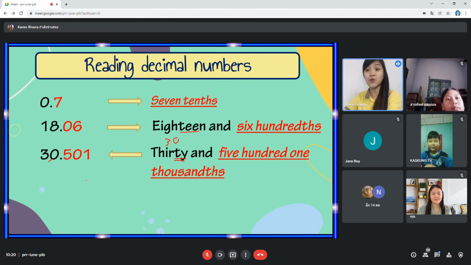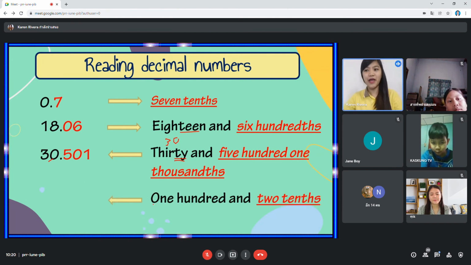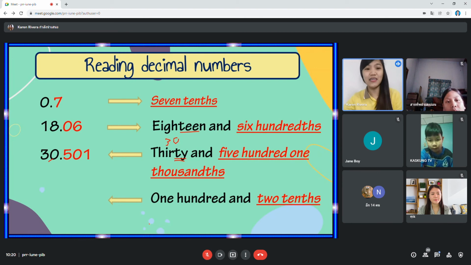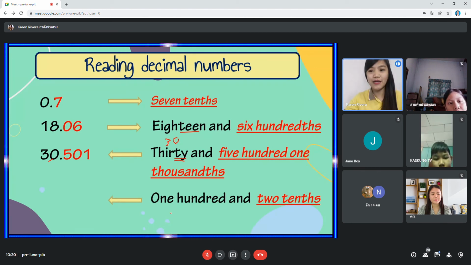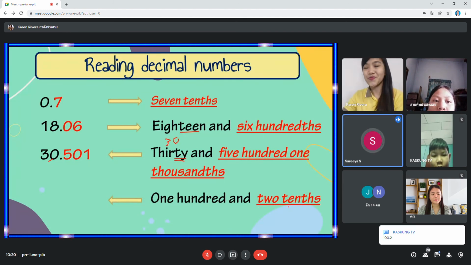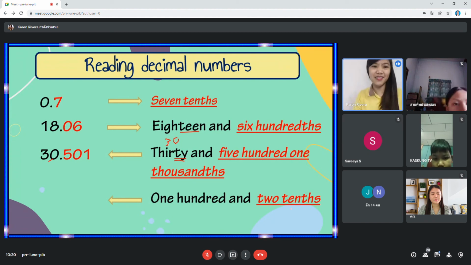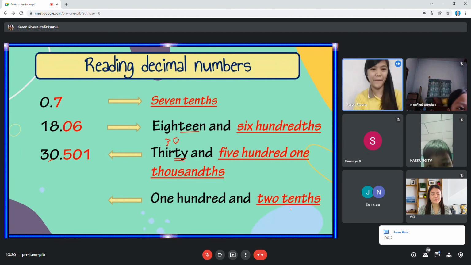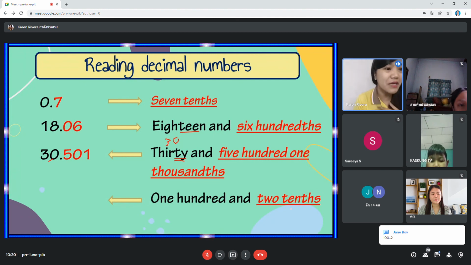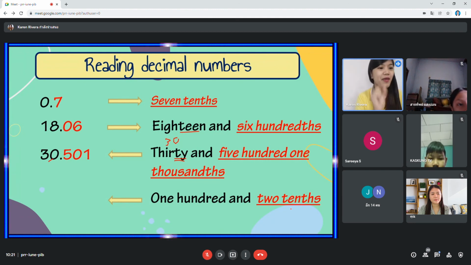Okay, how about this one? How will you write that in number? Can you read it? 1 hundred and 210. Can you type that in number? What is that in number? Let me see if you're all correct. Oh, many points. Many decimals.